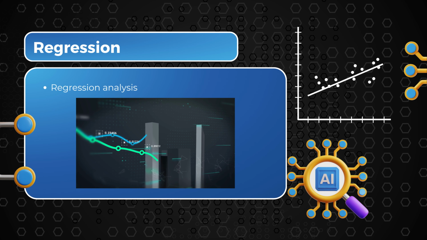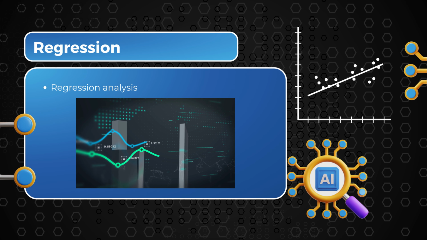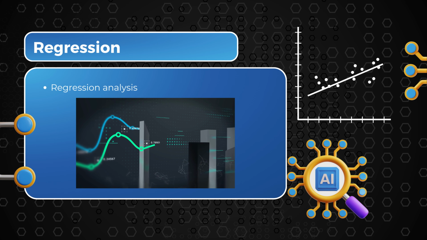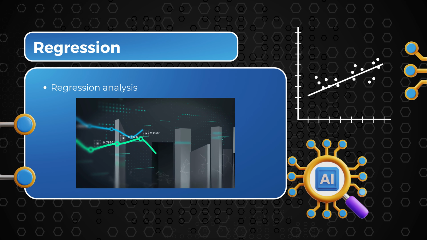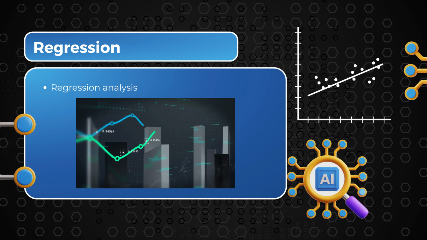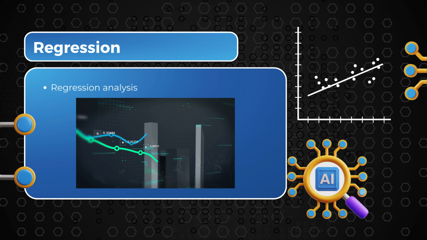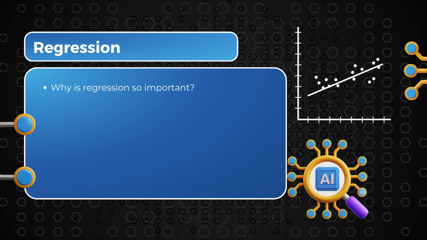Regression analysis is a fundamental concept in machine learning, essential for predicting continuous variables. Next, we will explore linear regression, a powerful technique for modeling relationships between variables. So, why is regression so important?